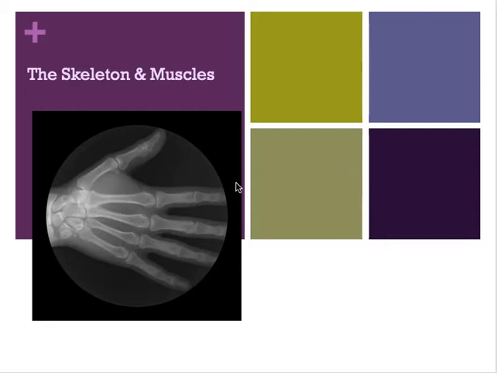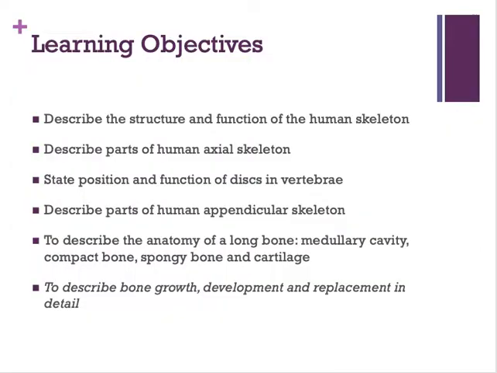In this PowerPoint, we're going to look at the skeleton and muscles. This is a reasonably long chapter with quite a few learning objectives. First of all, you need to know about all the different parts of the skeleton, and we'll be dividing that up into two major sections, the axial skeleton and the appendicular skeleton, and we'll be looking at the structure of each of those and the function of all the different parts of them.